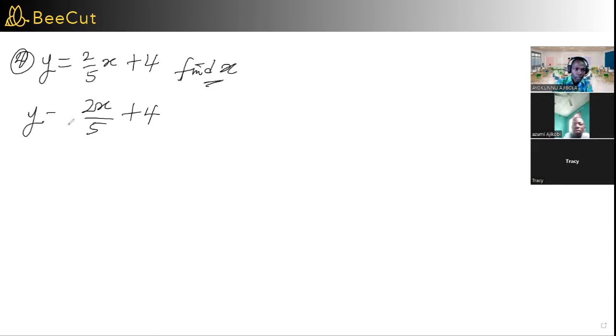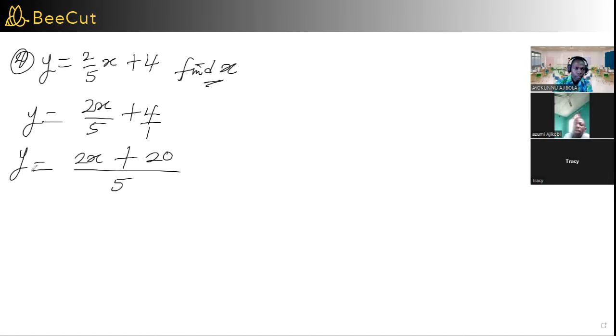Then that is y on the left hand side. So y is still equal to, what's the LCM of, this is 4 over 1. LCM of 5 and 1 is 5. So how many 5 is in 5? I have 1. 1 times 2x is 2x. Then how many 1s in 5 is 5. x times 4 is 20.